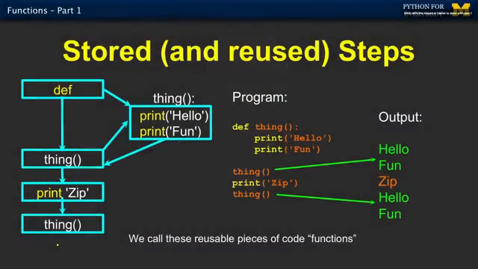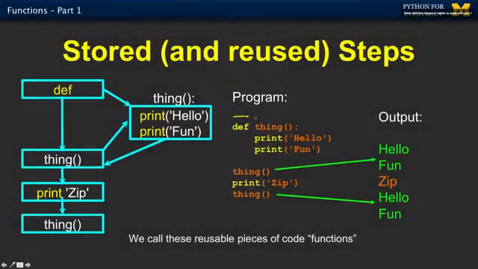So we say, well, why don't we put that in one place and give it a name and then use it in all the other places? And that's exactly what store and reuse is. It's the idea of don't repeat yourself. DRY, don't repeat yourself. So this is what we've got here, stored and reused steps. And functions are those things that we're storing and reusing. So let's take a look.